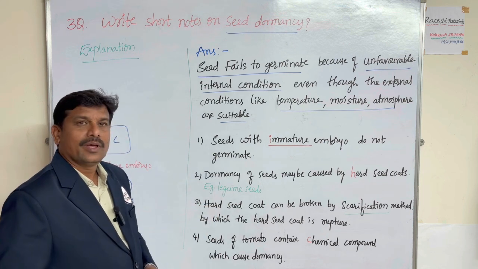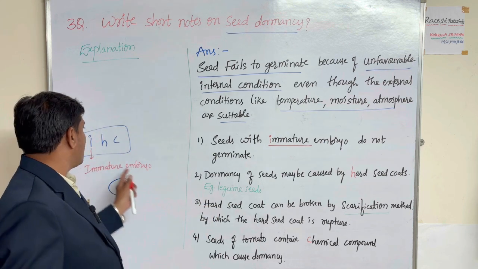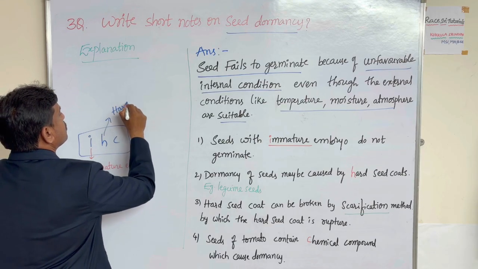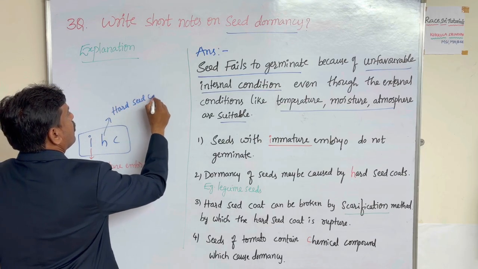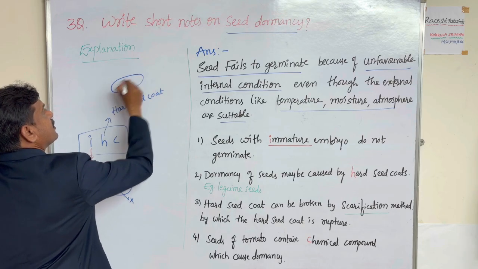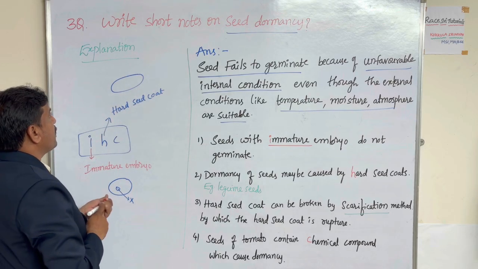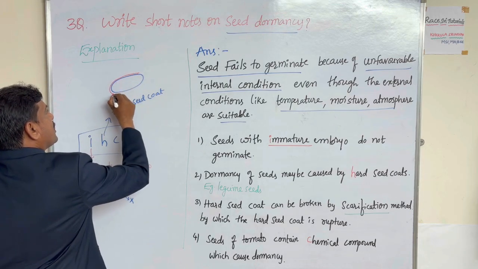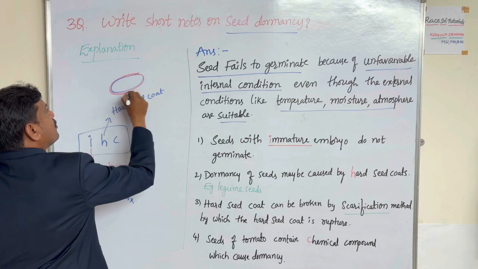The second point: H is present. H means hard seed coat. What is a hard seed coat? If you take one seed, that seed is covered by a very thick wall. Hard seed coats are very hard.